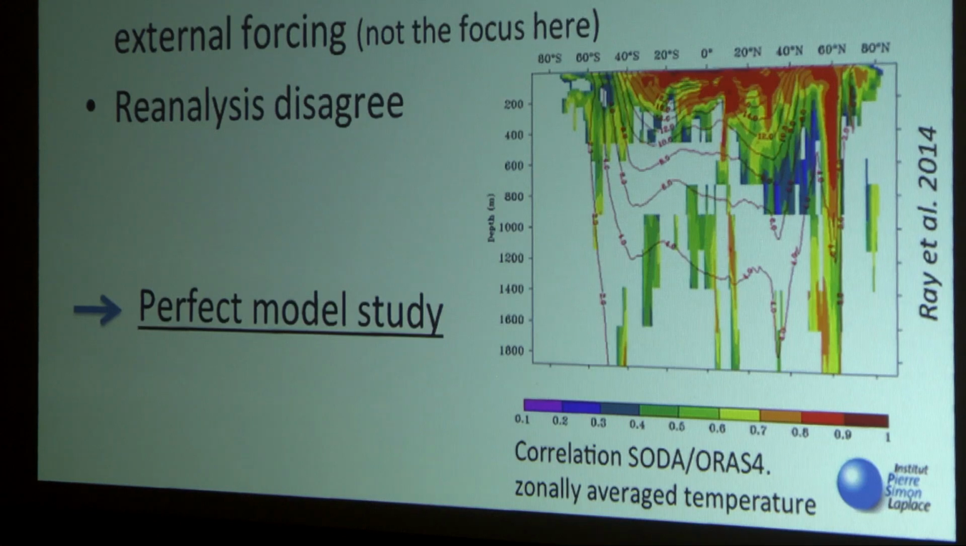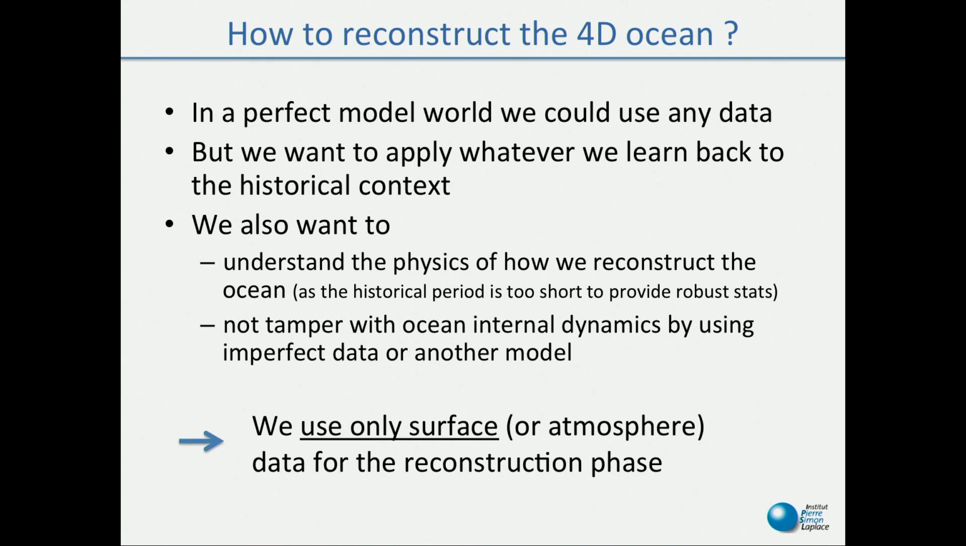Right, so to overcome a number of these issues, we decided to go into the perfect model world. And we're not going to just stay in the model world. We like to use the perfect model world to come back to reality. So, of course, the question is how to reconstruct the 4D ocean, so the 3D plus time varying. In a perfect model world, we could use any data. That's the beauty of it. We have exact observations, everything.